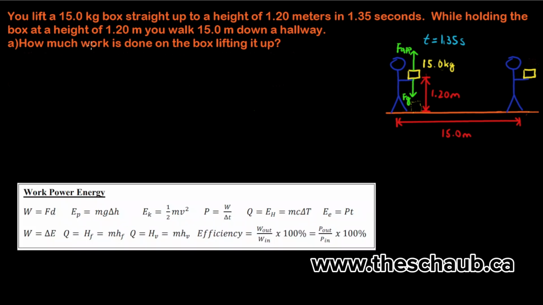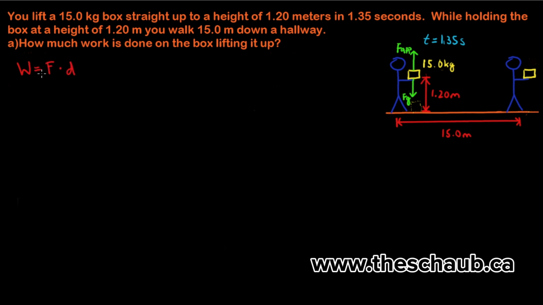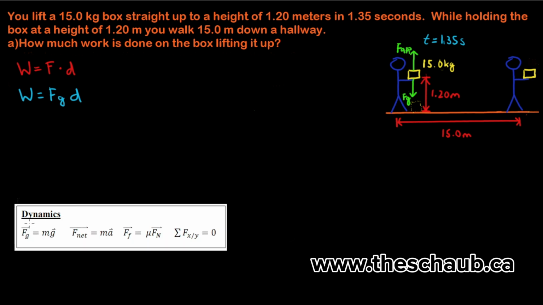In part A, to calculate how much work is done lifting the box up, we use our equation of work is equal to force times displacement. In our scenario, the force is the force applied by the hands holding the box in the air, which is equal in magnitude and opposite in direction to Fg, which we can calculate. So the work is equal to the force of gravity multiplied by the displacement. And the force of gravity is equal to the mass of the object multiplied by gravity.